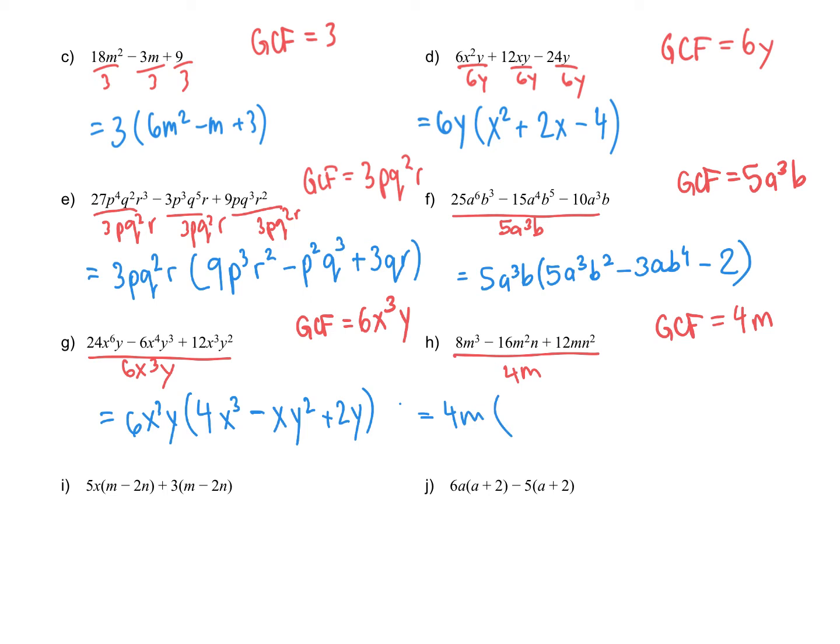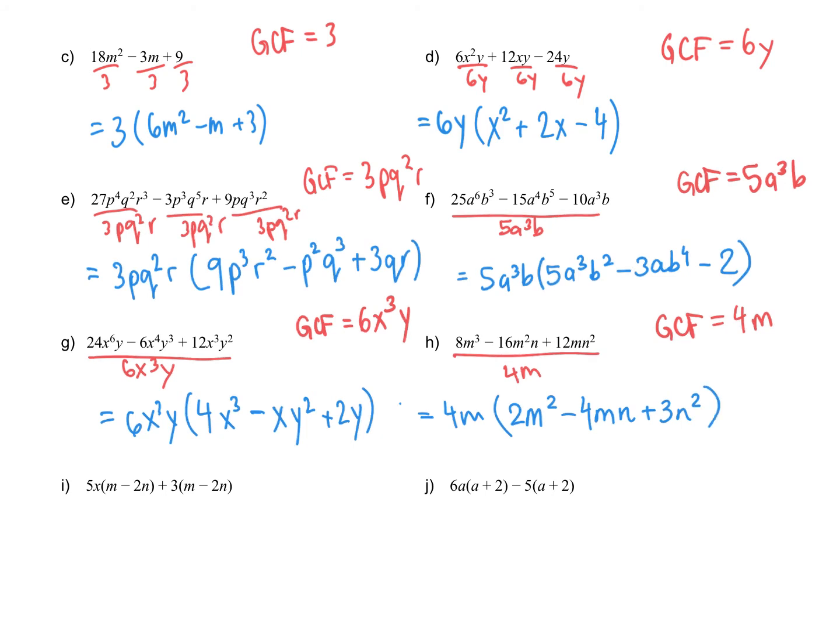When we do the division, 8 divided by 4 is 2, m cubed divided by m is m squared. Negative 16 divided by 4 is negative 4. M squared divided by m is m, and then the n, don't forget about it. It wasn't divided by anything, so it's still there. 12 divided by 4 is 3. The m's cancel out, so we just write the n squared at the end.